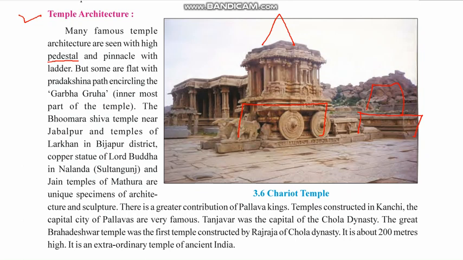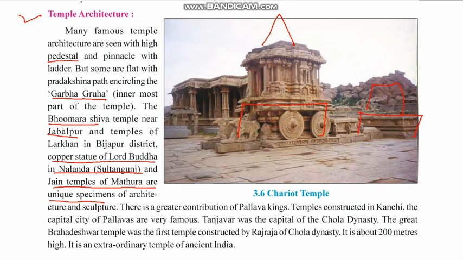But some are flat with a pradakshina path encircling the Garbhagruh. Garbhagruh is the center area where the idol of the god is kept. The Bhumra Shiva temple near Jabalpur and the temples of Lad Khan in Bijapur district are considered among the best. They also have the copper statue of Lord Buddha at Nalanda in Sultanganj, and the Jain temples of Mathura are unique features.